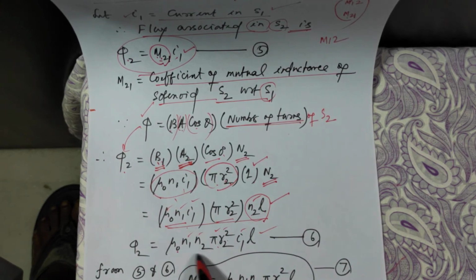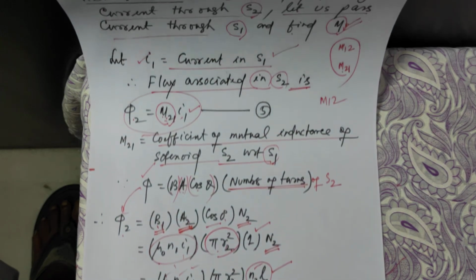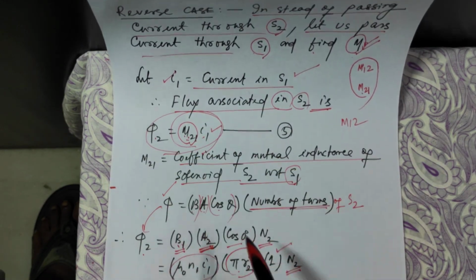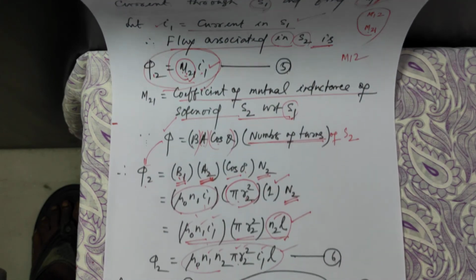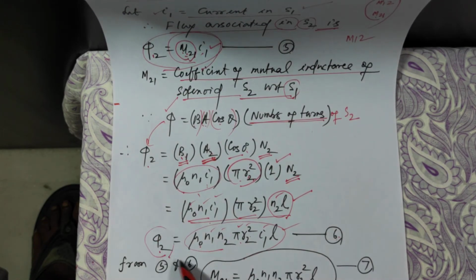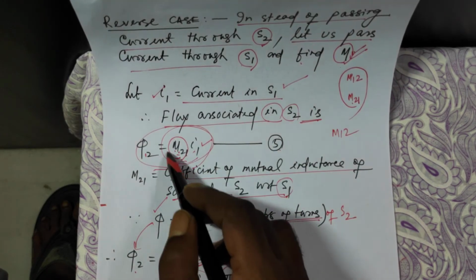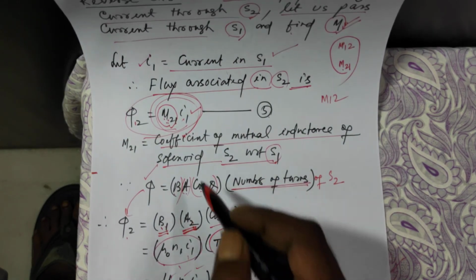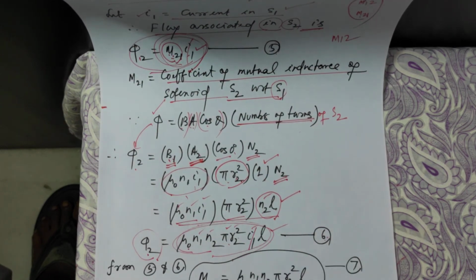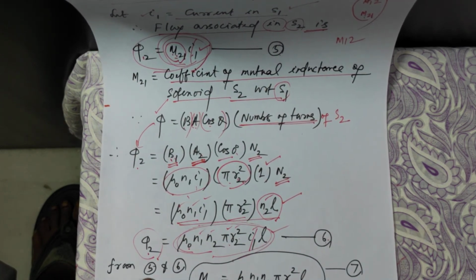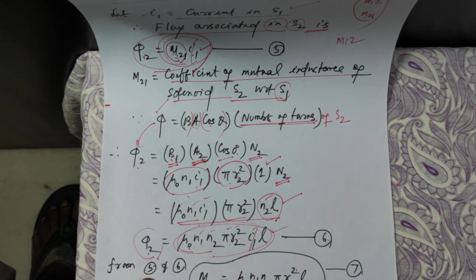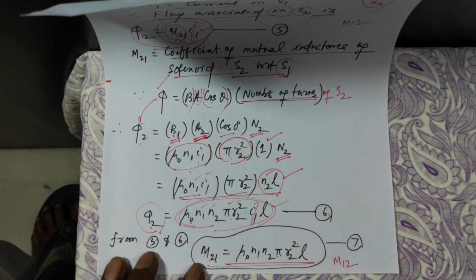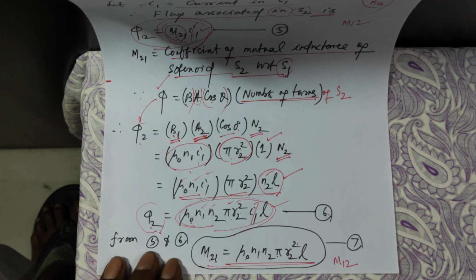Now compare the right hand side of 6 with the right hand side of 5, because the left hand side of 5 and the left hand side of 6 are equal. So this is equal to this. By comparing, I1 cancels. So we are left with M21 is equal to mu naught n1 n2 pi R2 square L. This is the same as M12 if R1 and R2 are nearly equal. If R1 and R2 are nearly equal, then it will be the same.